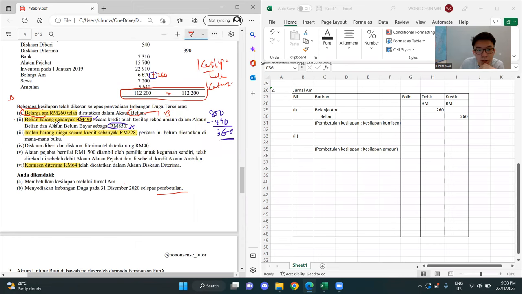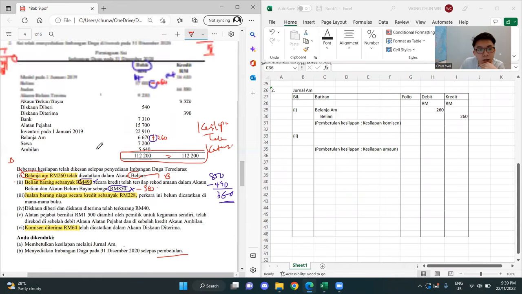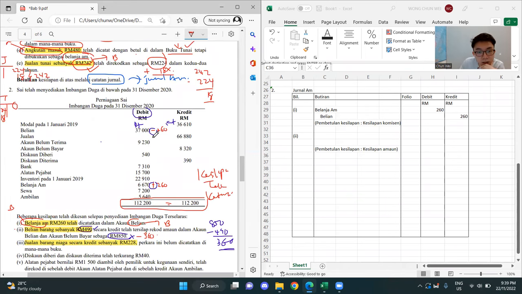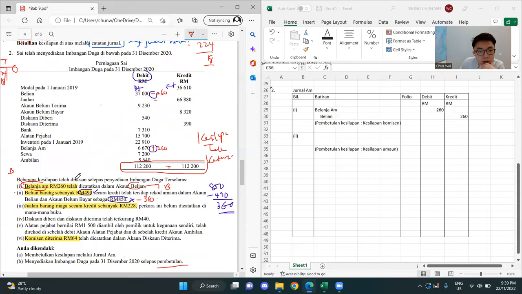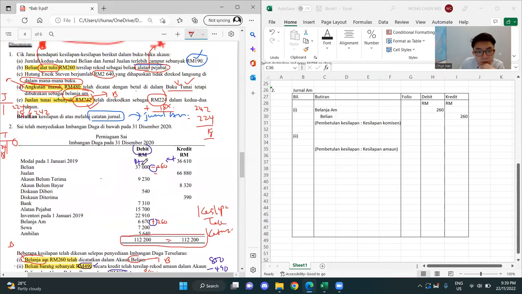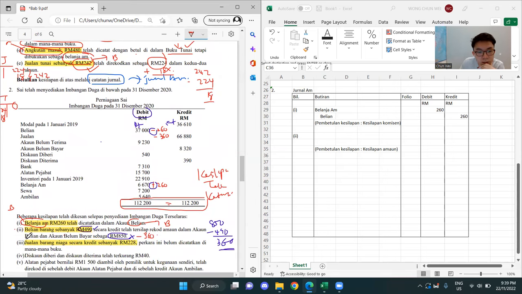Okay? So now, come back to two. So this is the wrong one. So I have to do pembetulan to make it 490. So 850 become 490, meaning I have to minus 360. I have to minus from where? Belian and ABB lah. So belian, I have to minus again 360 to perbezaan. And then one is in account belian, and the other one is ABB. So account belum bayar, I have to minus 360.